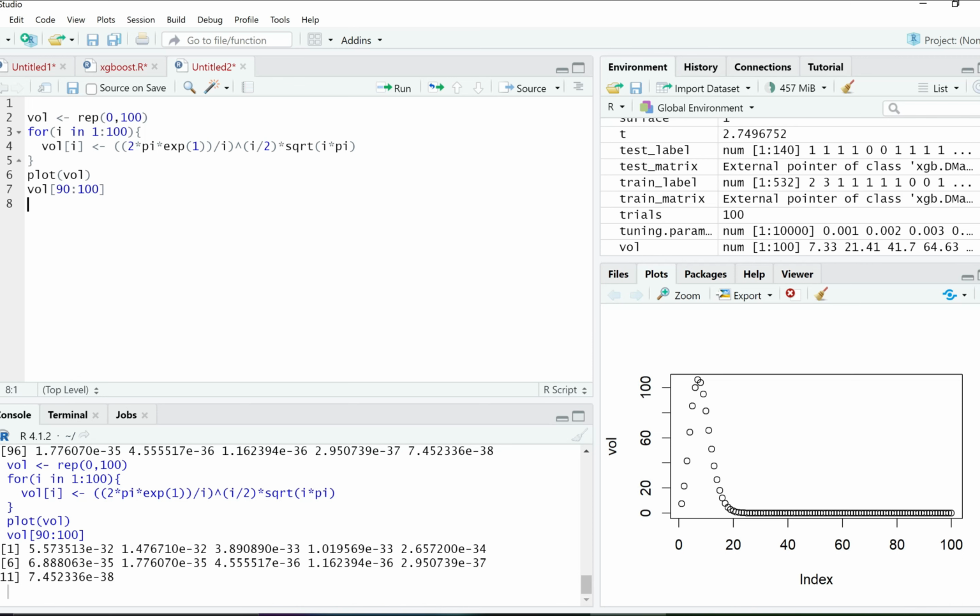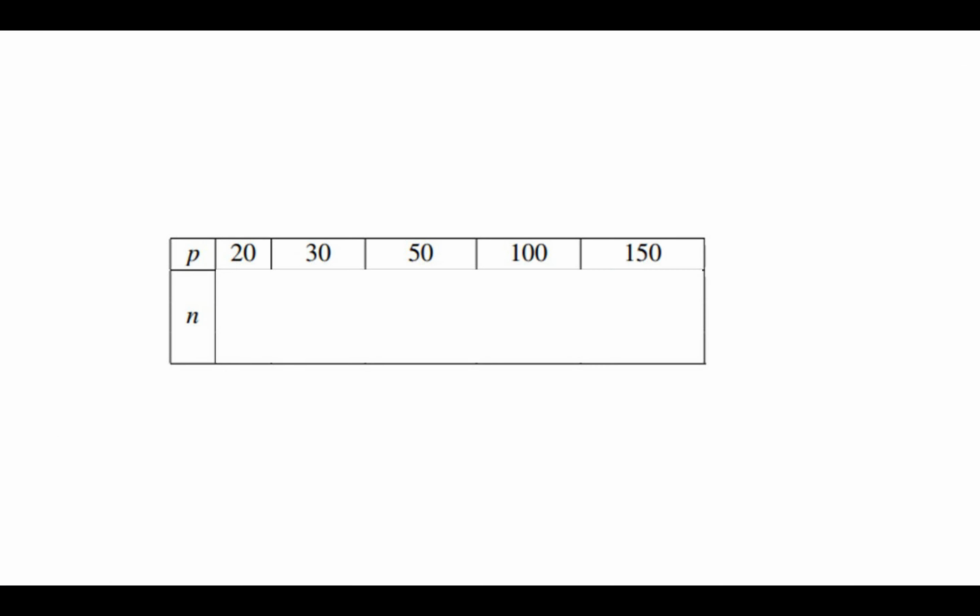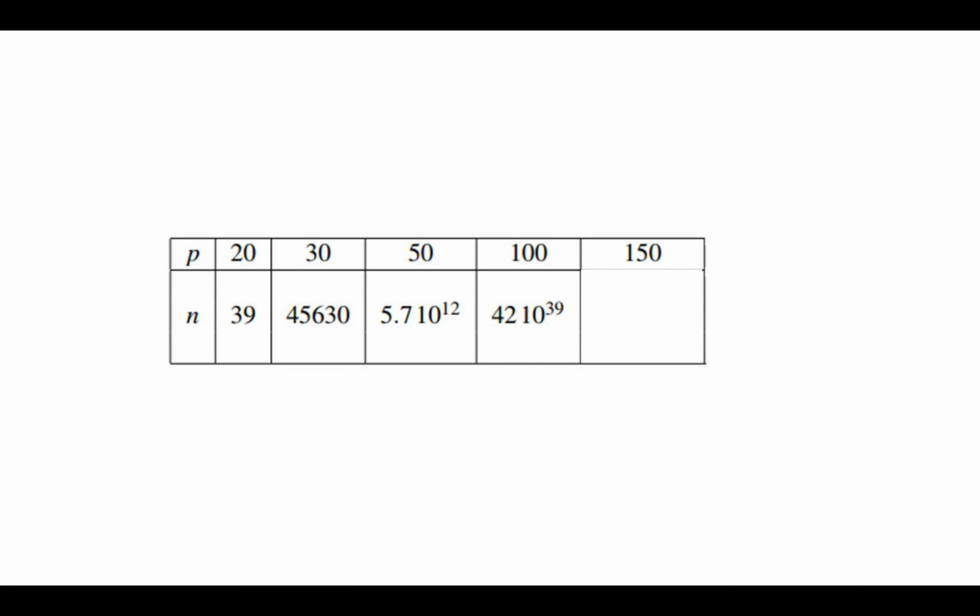So not only is the distance distorted, but the volume becomes literally insignificant. Now, if we have 20 variables, we will need 39 observations to keep the distances from inflating. And if we have 30, we will need 45,630 observations. For 50, we need 5.7 multiplied by 10 to the power of 12, and the rest is just insane. So this proves that we cannot overcome the curse of dimensionality just by adding more observations.